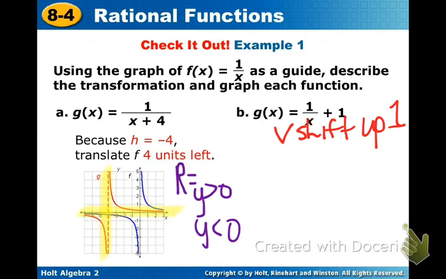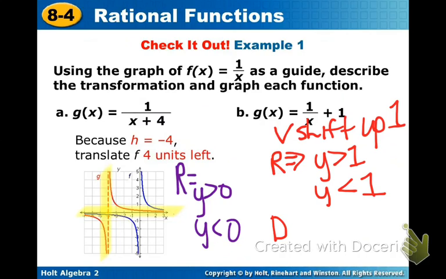So that means we've affected the range. The range has actually changed. Our range now is going to be y greater than 1, or y less than 1. And our domain, of course, did not change. If we come back over here to our original, we know that x can be greater than 0, or x can be less than 0.